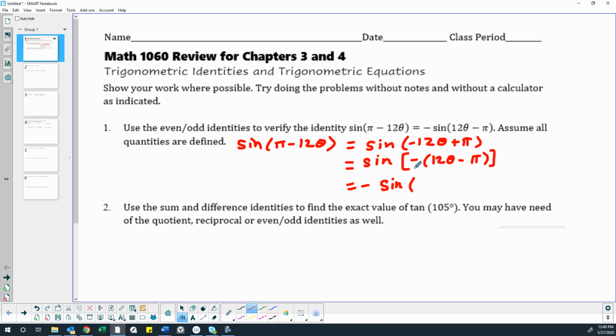If it were an even function, we could just get rid of that negative completely. That's what would happen if it were a cosine. That leaves us with 12 theta minus pi. And look, we've got our answer.